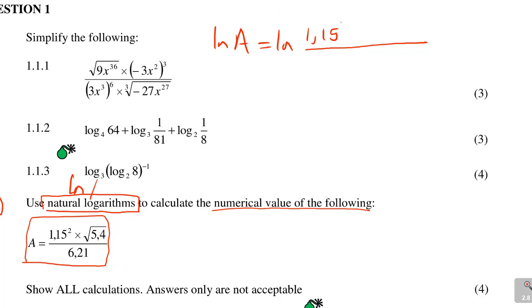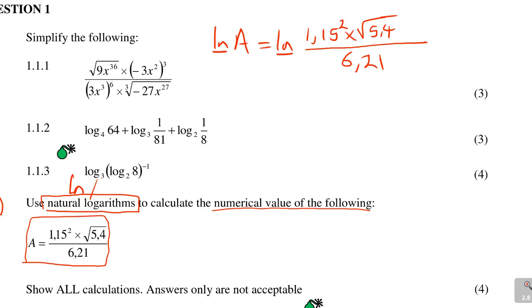1,15 squared times square root of 5,4 over 6,21. That is what you do. Just introduce ln. That's the natural logarithms. Then when you are at this stage, you need to now use the laws of natural logarithms. Don't be confused about this word natural logarithms. Just simply use the laws of logs.